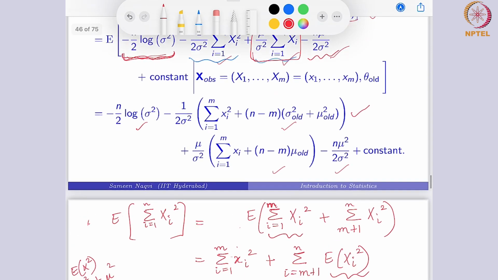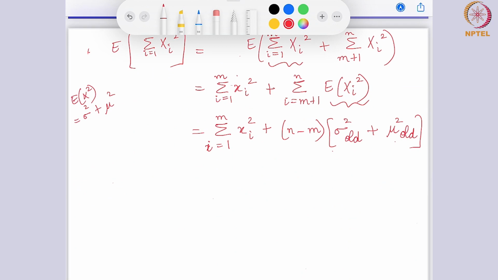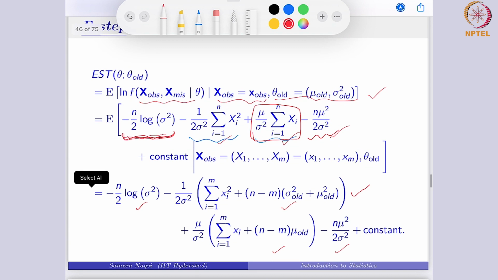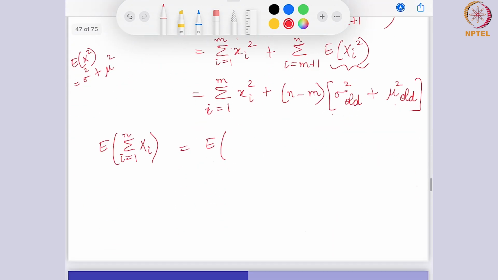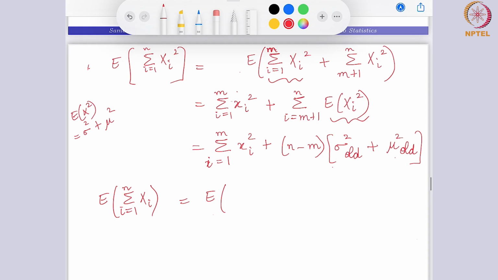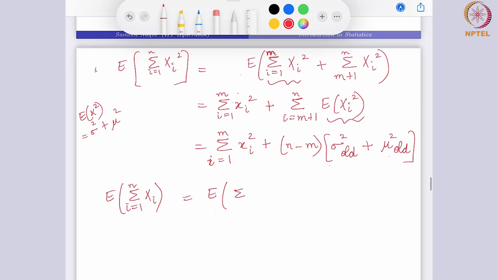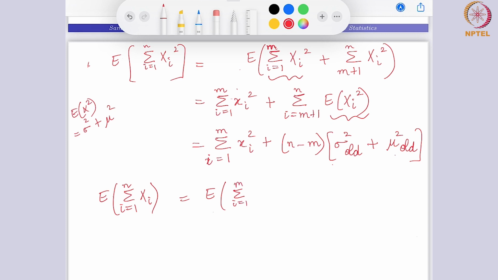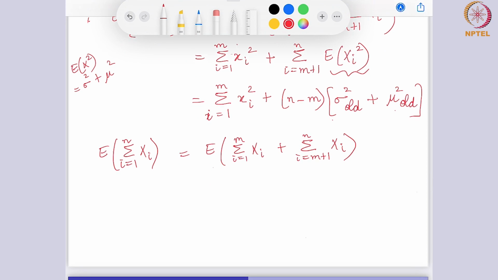So plus mu by sigma square is already there. Let me just write expectation of summation xi, i goes from 1 to n. You can understand that it is for these given things, right? So observed is given and theta old is given to us. Based upon that, we are trying to find out the expectation. So summation xi, i from 1 to m, plus the remaining one would be m plus 1 to n. Basically we are separating out the terms which are observed and which are missing, right?